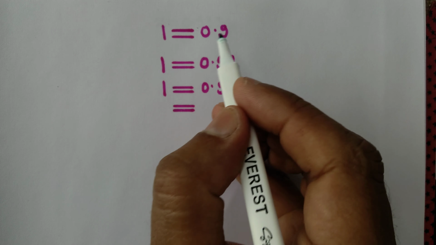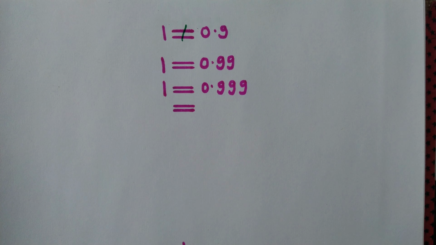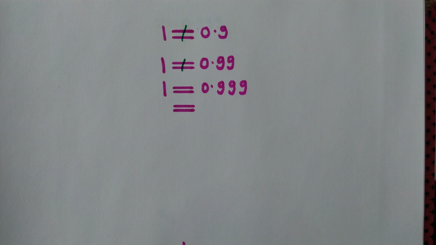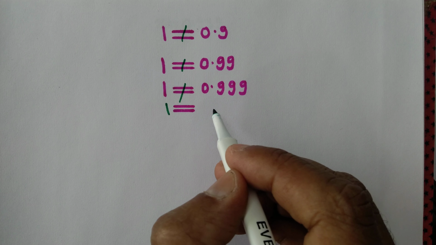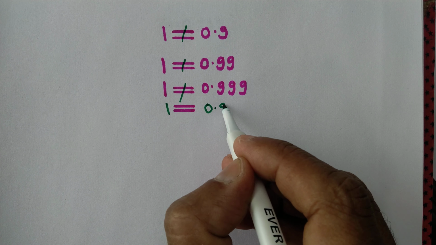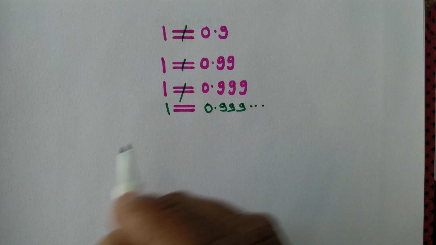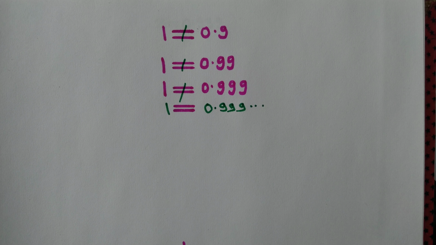We know that 1 is not equal to 0.9. They just differ by 0.1. 1 is also not equal to 0.99. And 1 is also not equal to 0.999. What about 1 being equal to 0.999 and so on? The answer is yes.